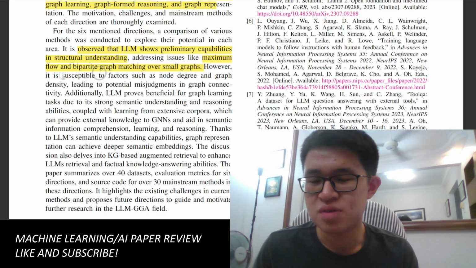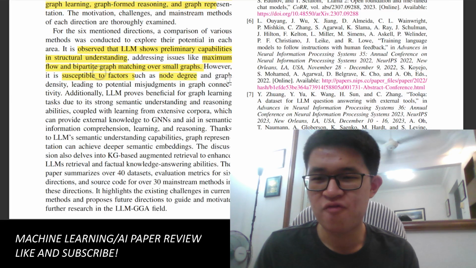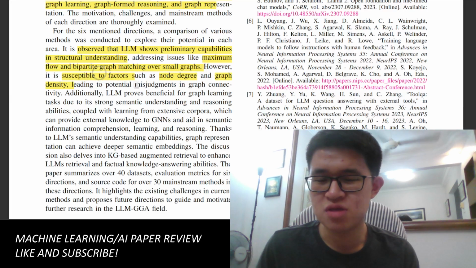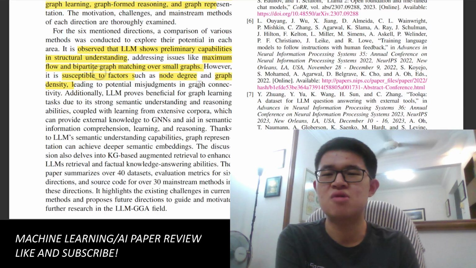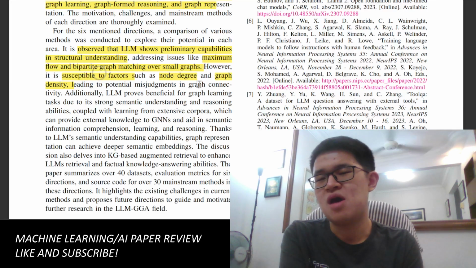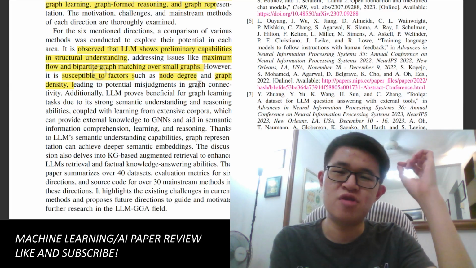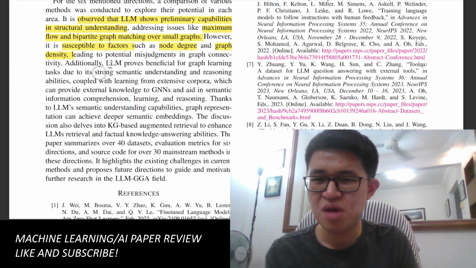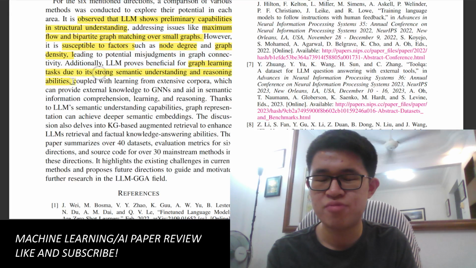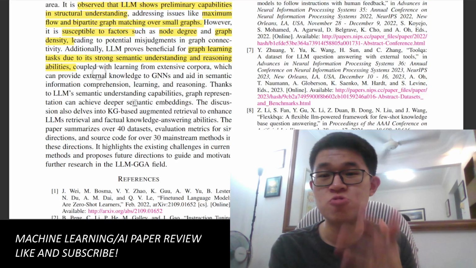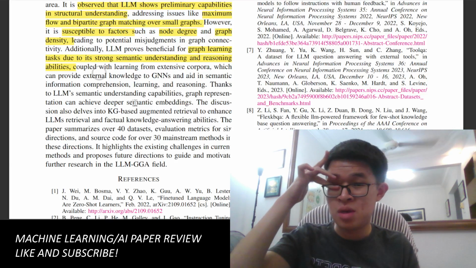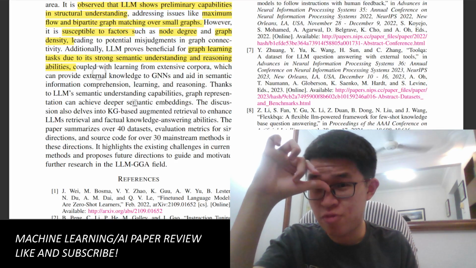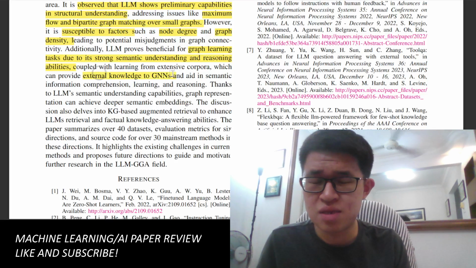However, it is susceptible to factors such as node degree and graph density, which leads to potential misjudgments in graph connectivity. So it kind of doesn't know how to interpret the degree of a node and how dense the graph is. But it can also help with graph learning tasks due to its semantic understanding and reasoning capabilities, which is something that the LLM can do and not the GNN, which can provide external knowledge to GNNs.